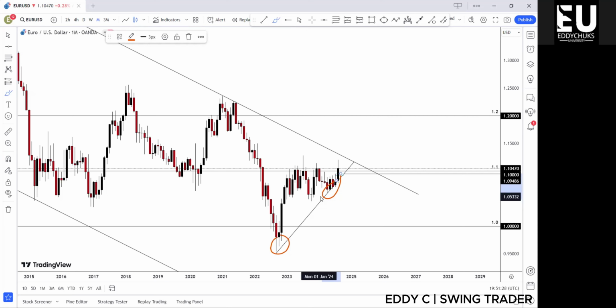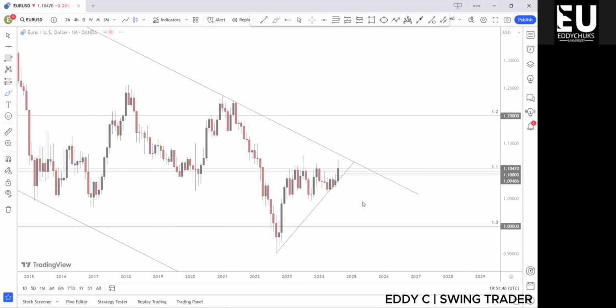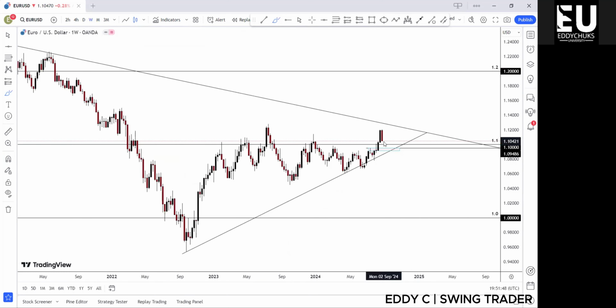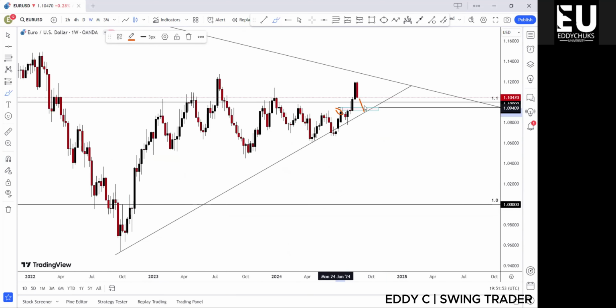The euro dollar is correlated to the dollar index. If the dollar index is going down, the euro dollar tends to be moving up, and if the euro dollar is going down, the dollar index tends to be moving up. So it's just a two-way something. Looking at this from the weekly time frame, we are currently having a major pullback to retest this area, a prior area of resistance, before we see a continuation to the upside.